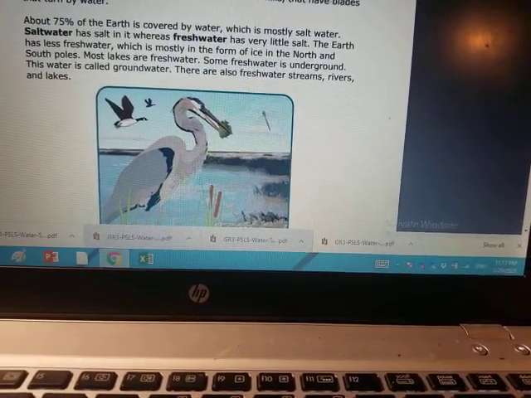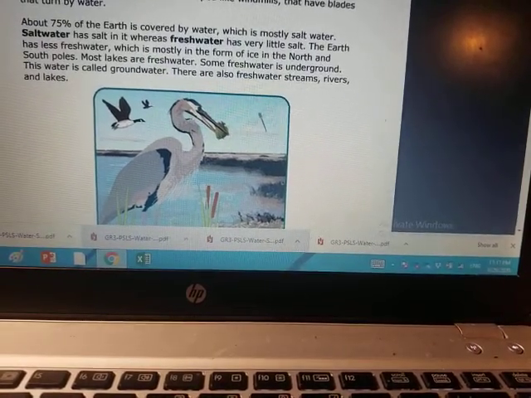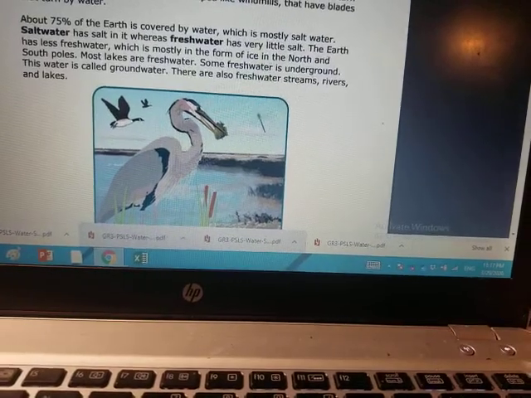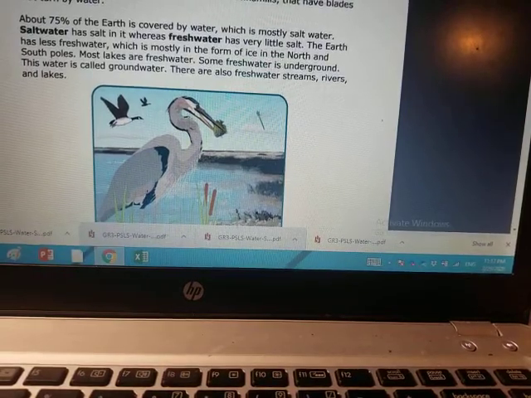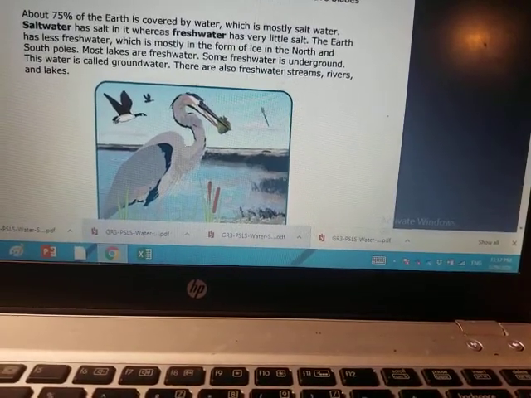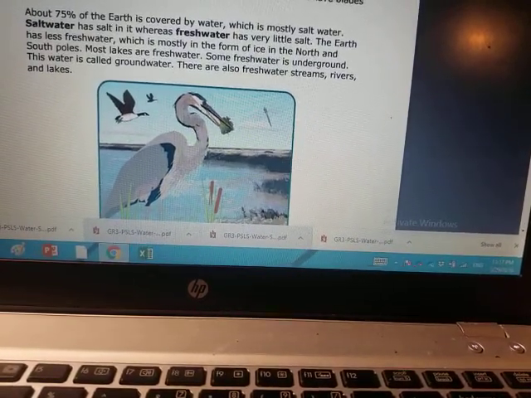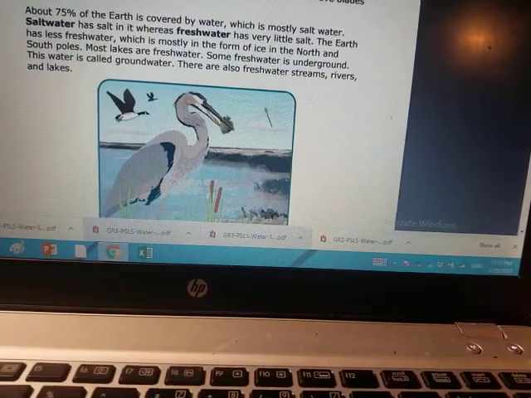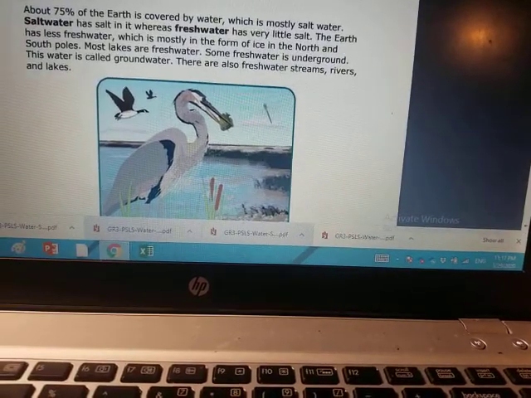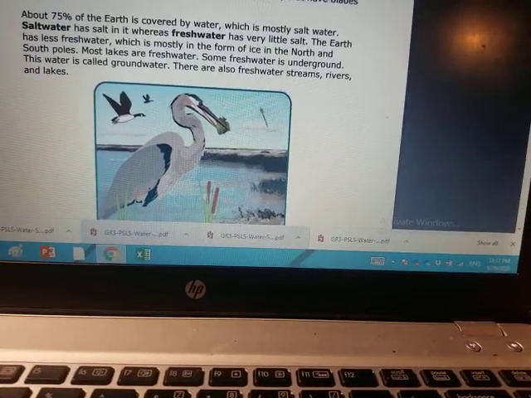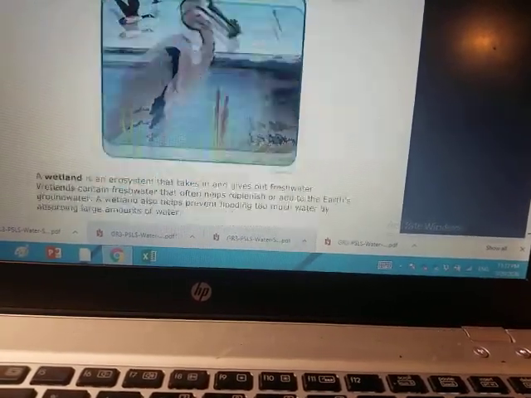About 75% of the earth is covered by water, which is mostly salt water. Salt water has salt in it, whereas fresh water has very little salt. The earth has less fresh water, which is mostly in the form of ice in the north and south poles. Most lakes are freshwater. Some fresh water is underground. This water is called groundwater. There are also freshwater streams, rivers, and lakes.